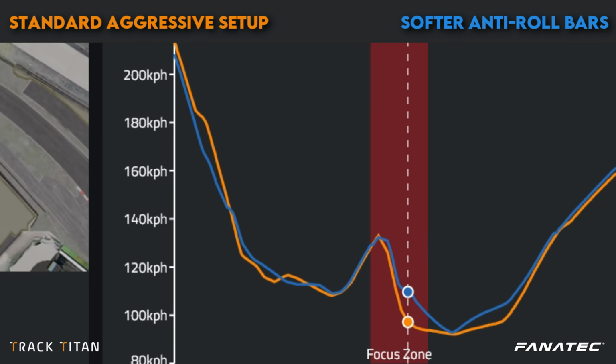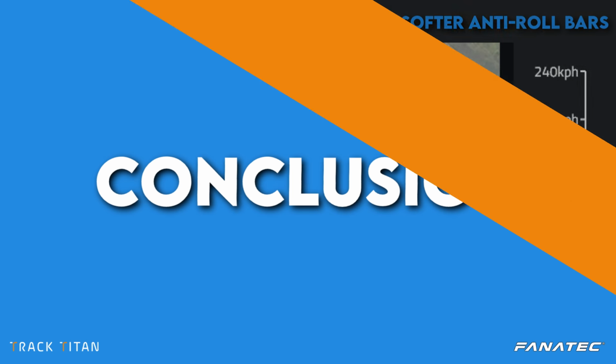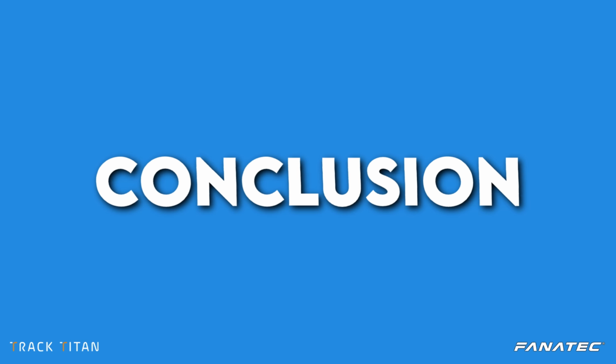In the speed chart, we can see that the blue driver maintains a higher minimum speed throughout the corner while having virtually the same racing line. Now this is a great example of the increased grip softer anti-roll bars provide.